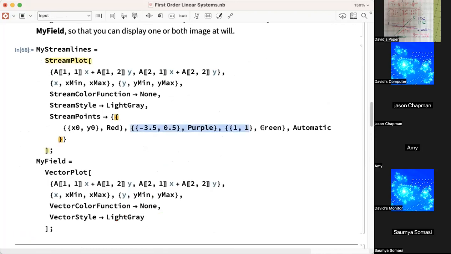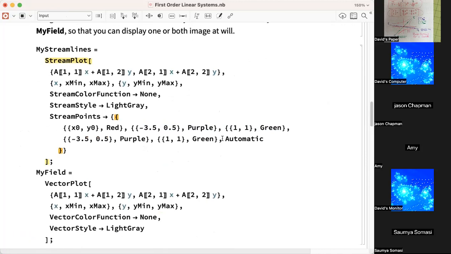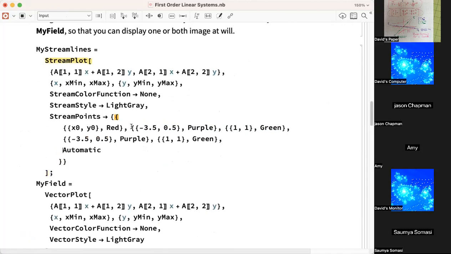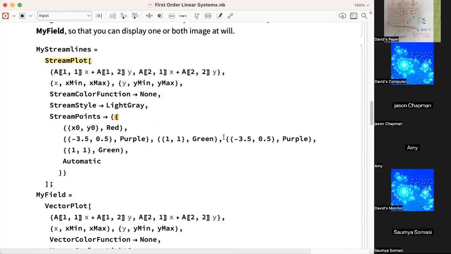Okay, here's what I'm going to do. I'm going to take these two and do them again. I'll slide this automatic down here. I'll slide these green and purples opposite the red like that, but I'll just change the signs to plus and minus. And I'll change this to minus and minus. So I'm just changing the names of the directions.